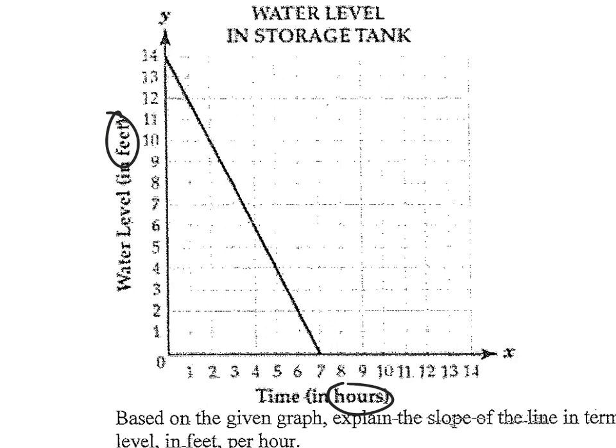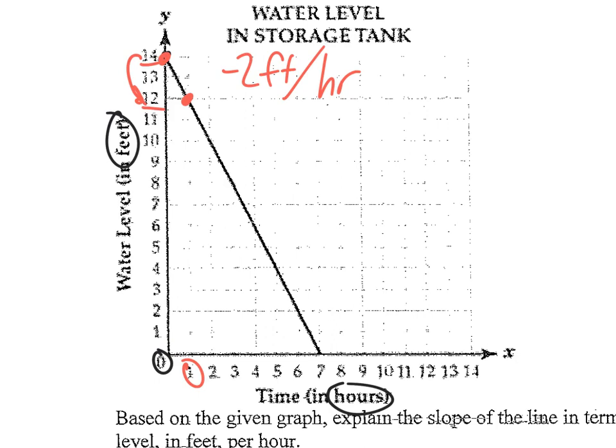So let's look at hour 0. At hour 0, we're at 14 feet. Let me change color so this shows up a little bit better. We're at 14 feet at hour 0. Well, after 1 hour, we are down here at 12. So we went from 14 down to 12. So we went down 2 feet in 1 hour. So that's 2 feet per hour. It's about as straightforward as we can get it.